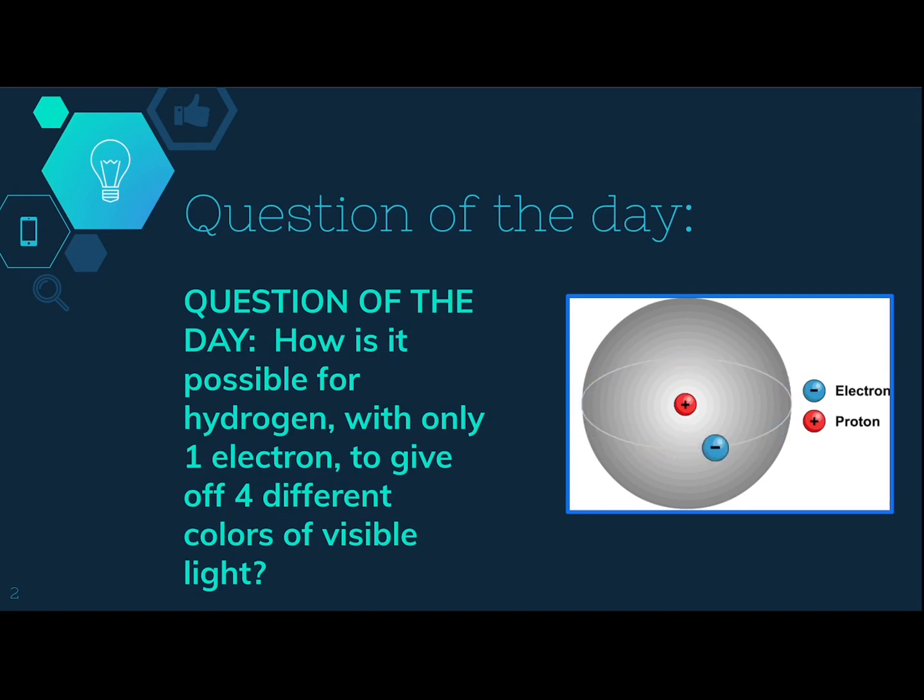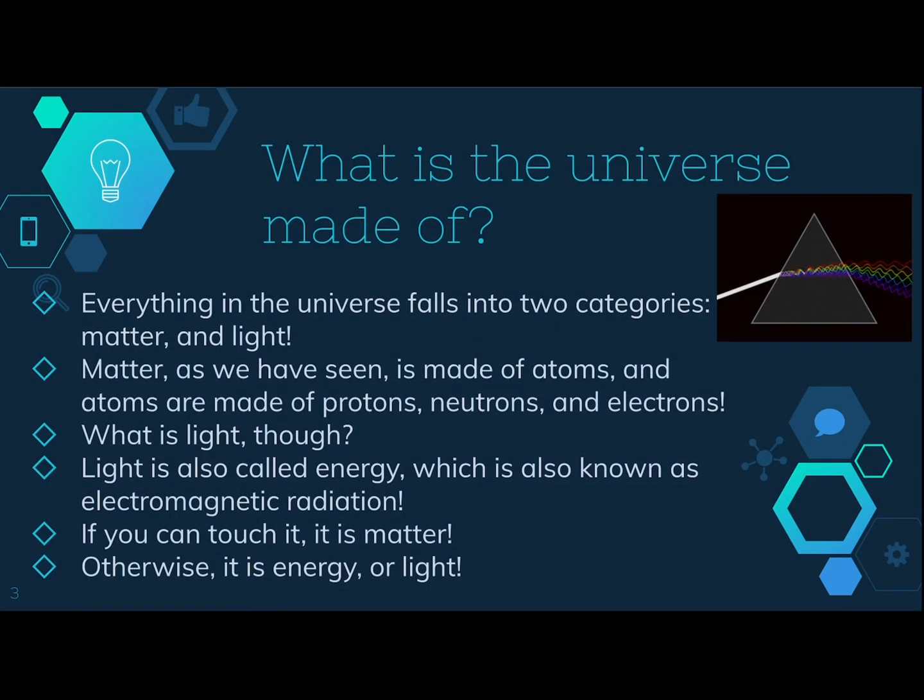Okay, so this is possible because that single electron is getting excited and going to higher energy levels. As it falls back down to energy level number 2, it's releasing visible light. So there's 4 different locations that the electron's going to fall from. That's why we can see 4 different colors.